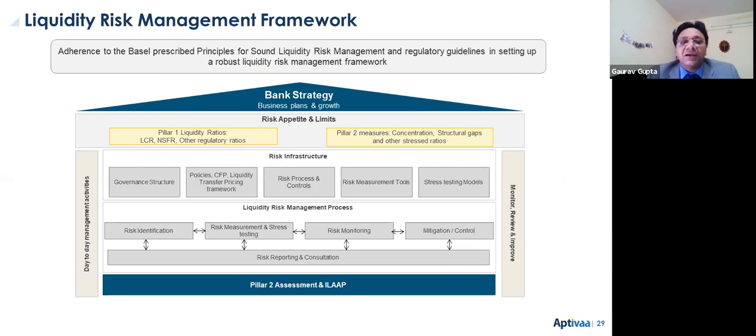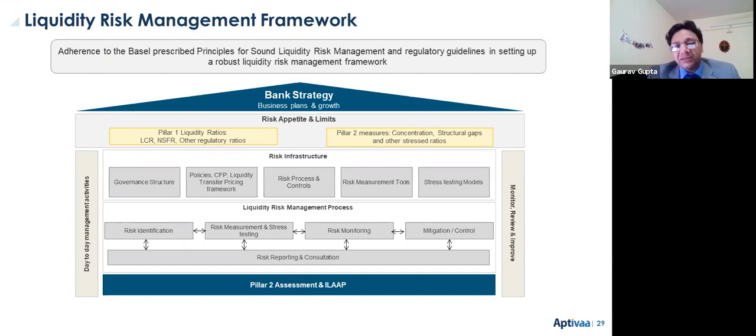So this should be part and parcel of the overall strategy. Then there is also a risk infrastructure, in which we have talked about the governance structure, all the policies like the liquidity risk management policy. The transfer pricing policy is a very crucial one, because this is one lacuna which has been observed in most of the banks, and not clear-cut pricing of the liquidity risk. And then the risk process and controls.